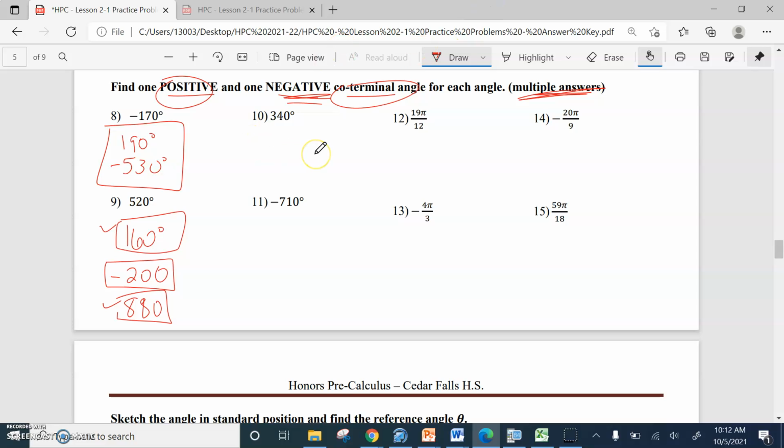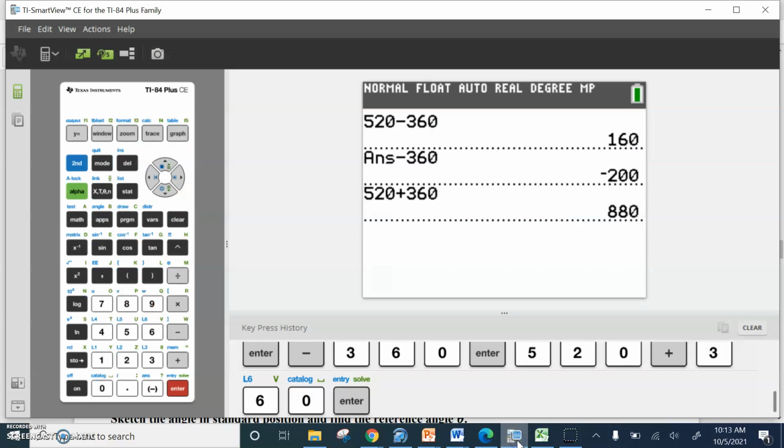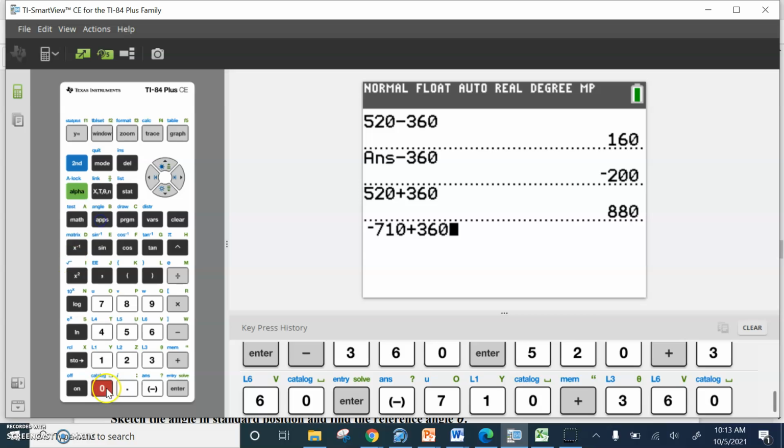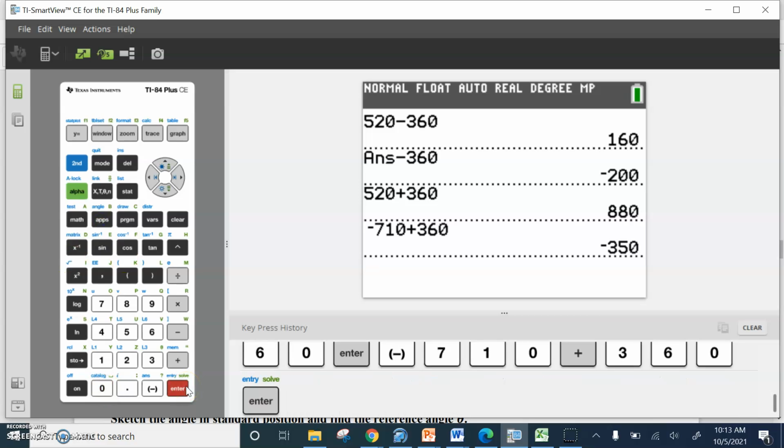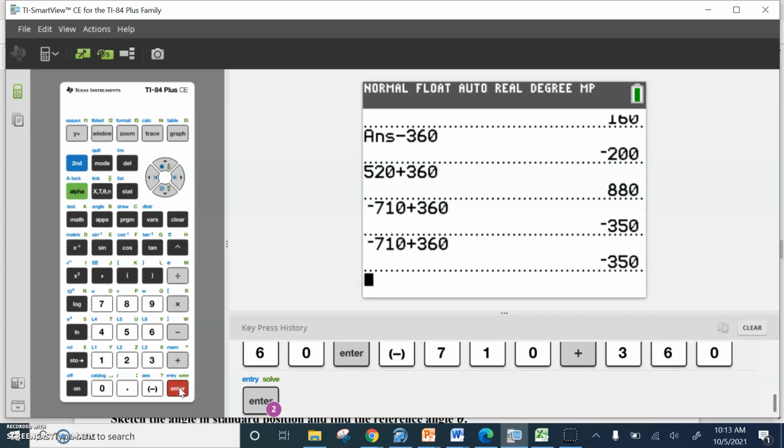Number 10, I'm just going to write these out. I did add, so 700 degrees works. If I were to take minus 360, it's negative 20 degrees. Okay, number 11. I took negative 710. Let's see, negative 710, that's where we started, plus 360. So negative 350 works. And if I enter one more time, I'm going to add 360 first.